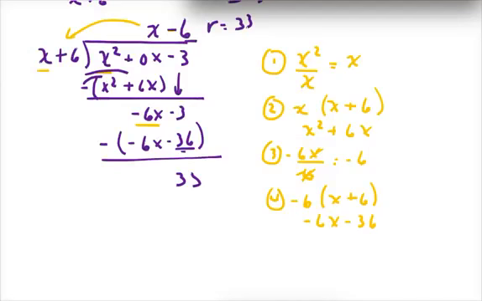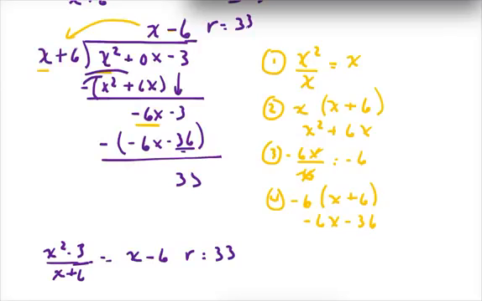So the answer here is x squared minus 3 divided by x plus 6 is equal to x minus 6 with a remainder equal to 33.